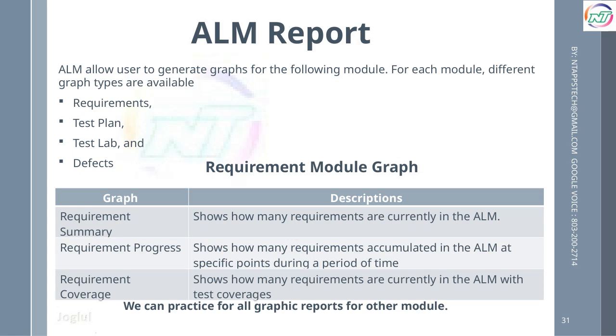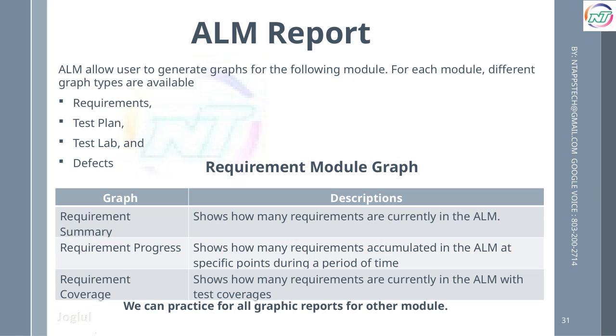The requirement summary, which shows how many requirements are currently in the system, the requirement progress, which tracks requirements accumulated over specific periods, and the requirement coverage, which indicates how many requirements are tested and covered by test cases. These graphical reports help in visualizing the progress and coverage of your project's requirements.